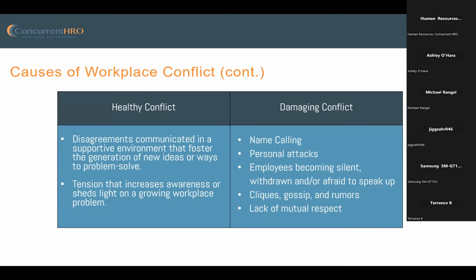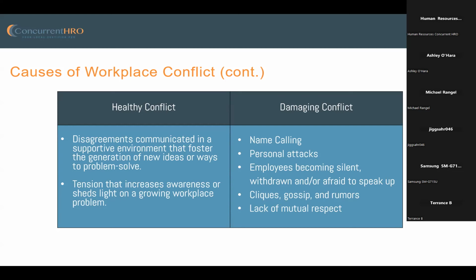Continuing with some causes. In terms of healthy conflict, as I talked about before, disagreements communicated in a supportive environment foster the generation of new ideas or ways to problem solve, and tension that increases awareness or sheds light on a growing workplace problem. So if you're having communication problems that are leading to tensions of, oh, I thought you were doing this, or I was supposed to be doing that, but nobody ever communicated, that's going to be a sign that maybe our communication strategy needs to change, as just one example.